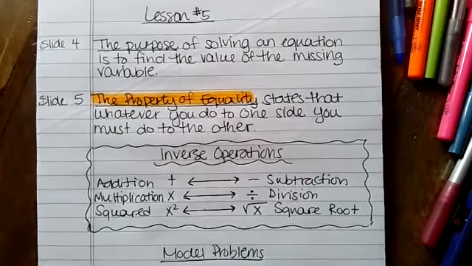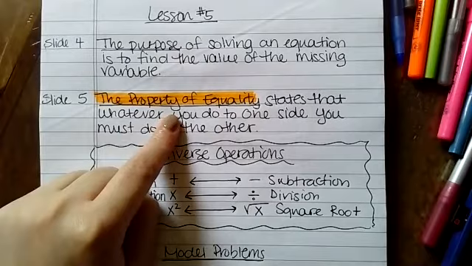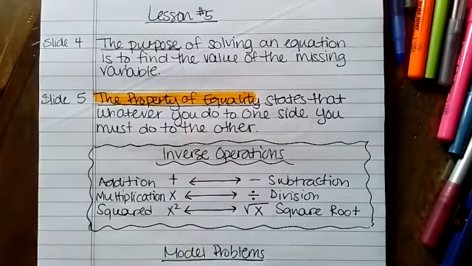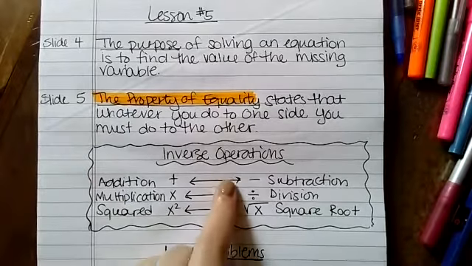In order to do that, we have to use something called the property of equality. The property of equality states that whatever you do to one side, you must do to the other. And we use the property of equality when we're using inverse operations.